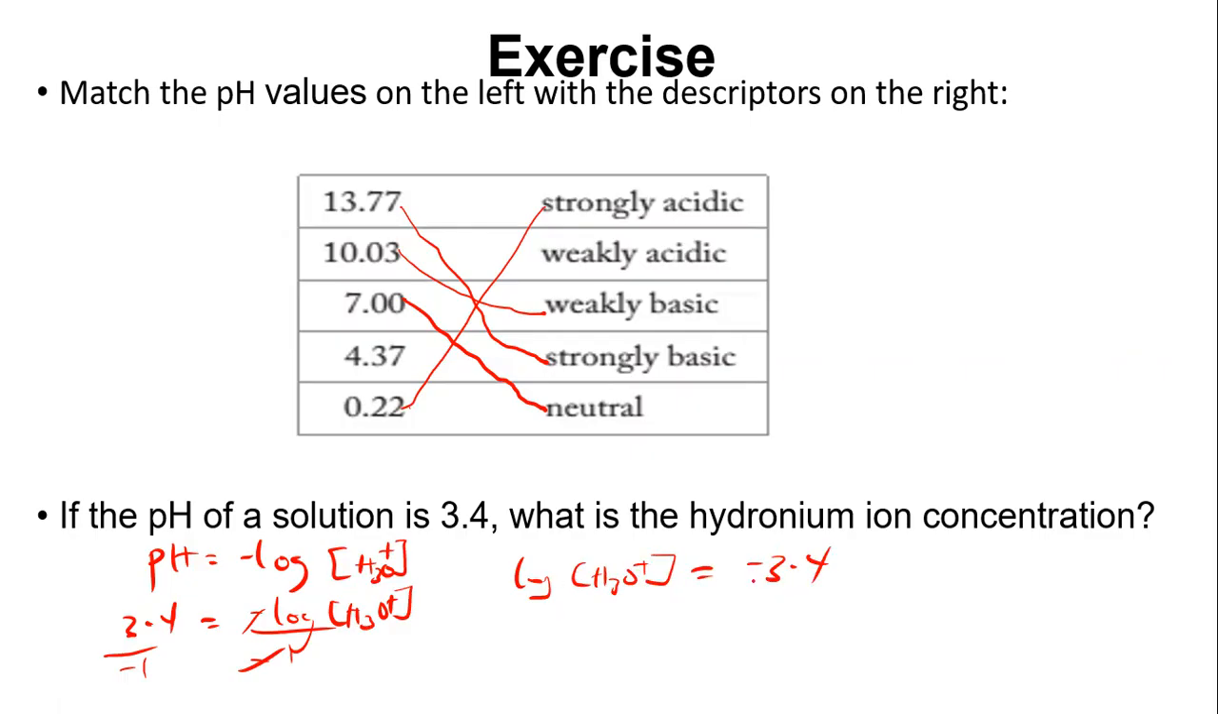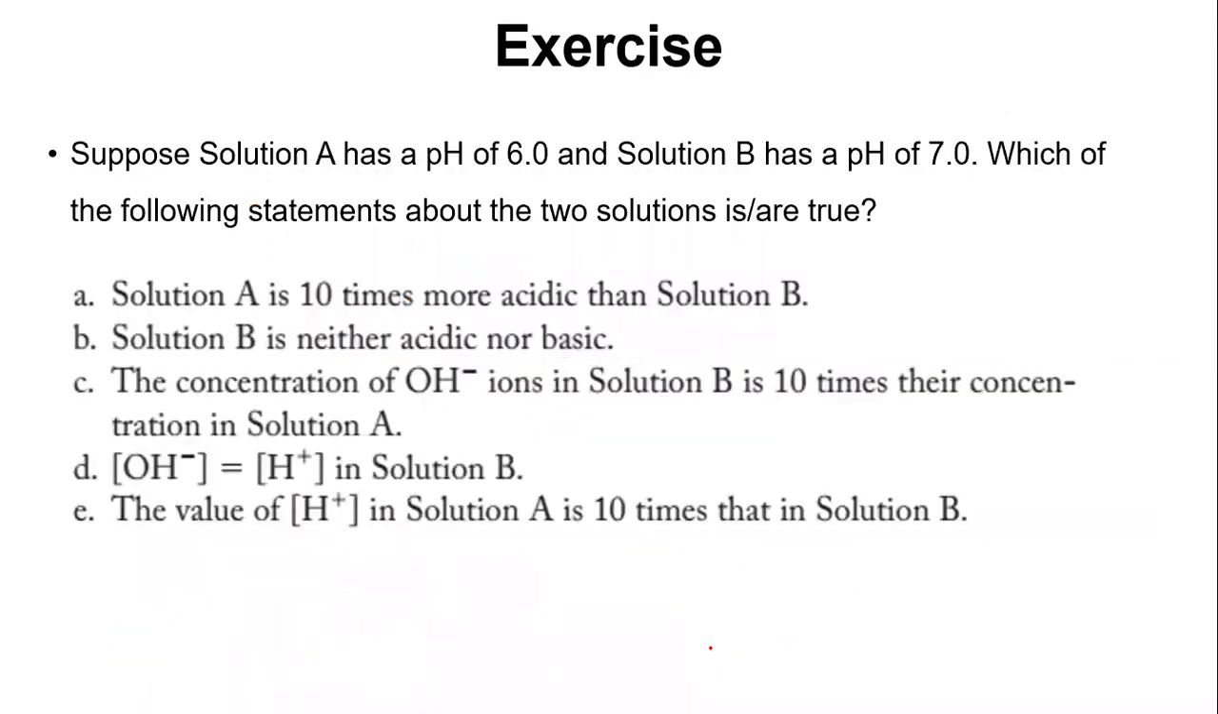Then I'll take the log inverse, or the anti-log. So I have H3O plus being equal to 10 raised to the power negative 3.4. And that would be equal to, I think the answer is in here. So this is the answer: 3.98 times 10 raised to the power negative 4 molar.